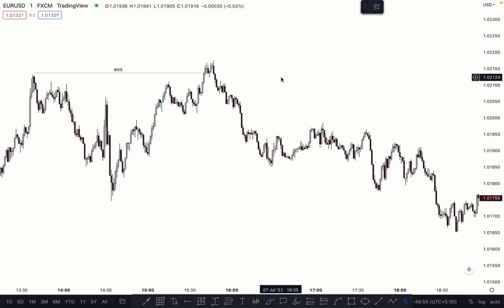But if everything fits my criteria, then I would like to buy. And how do I buy? This is our secret entry types, which I teach in our premium content, but I will give you a brief idea, correct? So after taking out this high, we are looking for the sell.